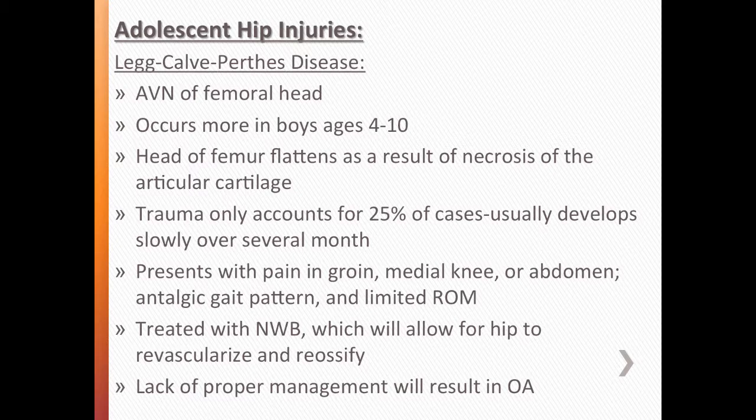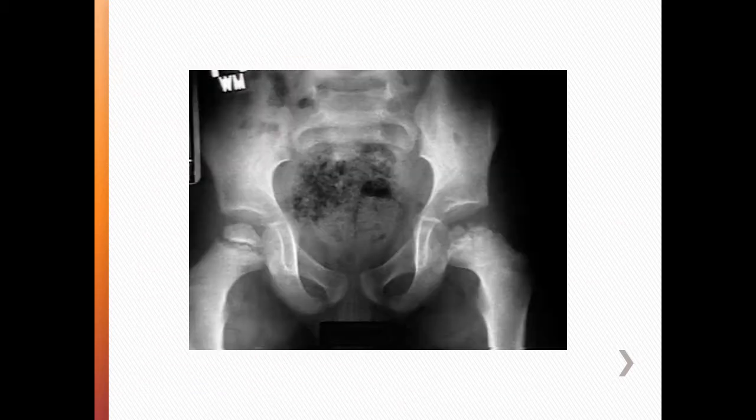It's really important anytime you have a young boy complain of medial knee pain, you're always going to check out the hip, make sure nothing's going on at the hip, because the medial knee is a very common site for them to have pain referral. That's a very common pain referral pattern. So treat these with non-weight bearing, which allows the hip to revascularize and ossify. Lack of proper management will result in hip osteoarthritis later on in life, and that's going to be early osteoarthritis, so they're not waiting until their 60s or 70s to develop. That's probably developing in the 40s or 50s or maybe even as early as the 30s.